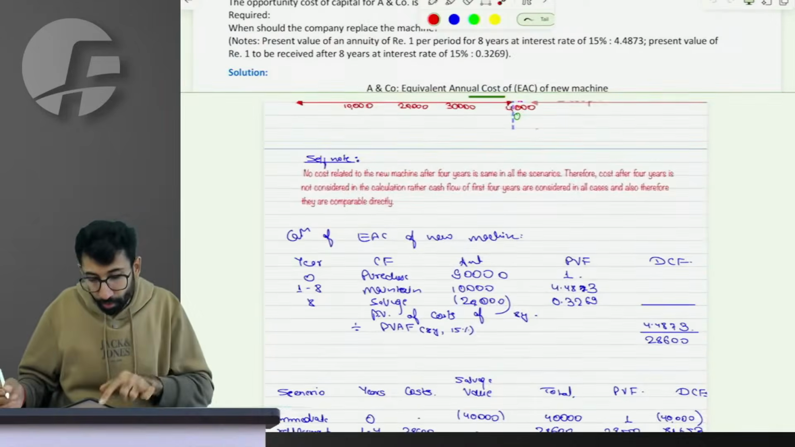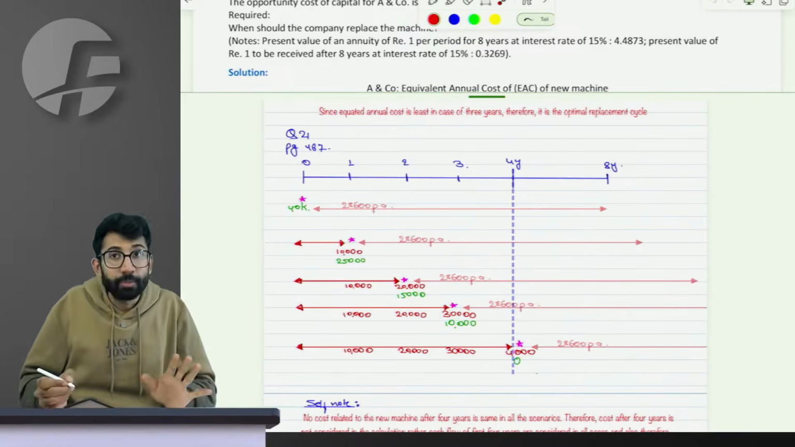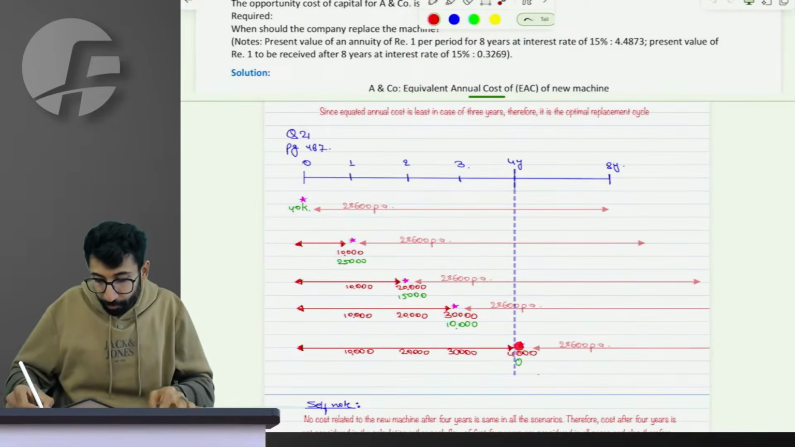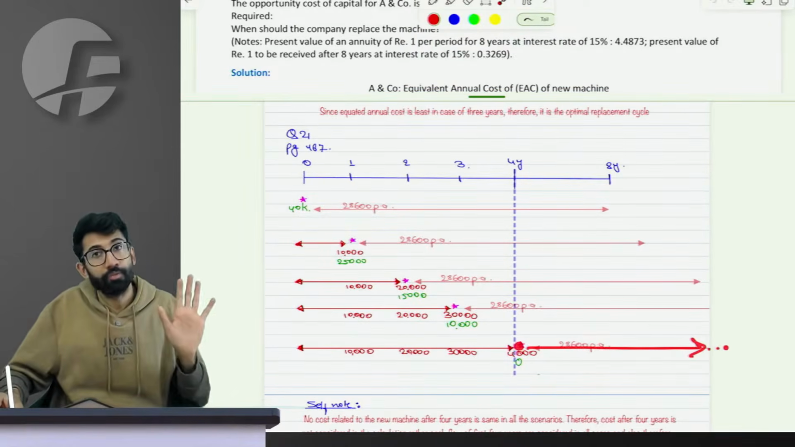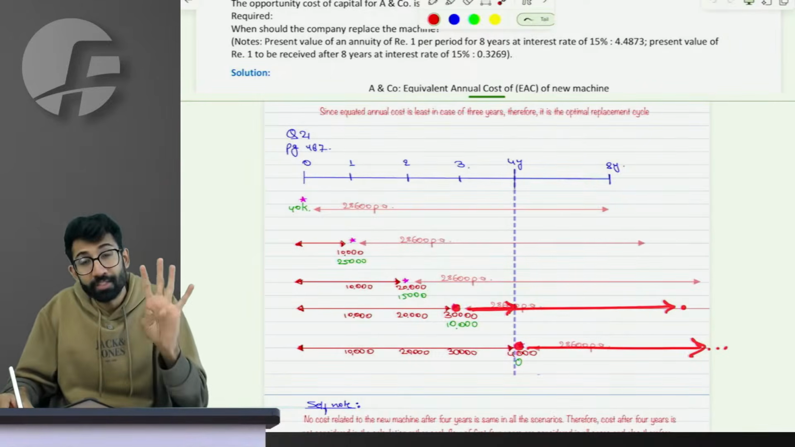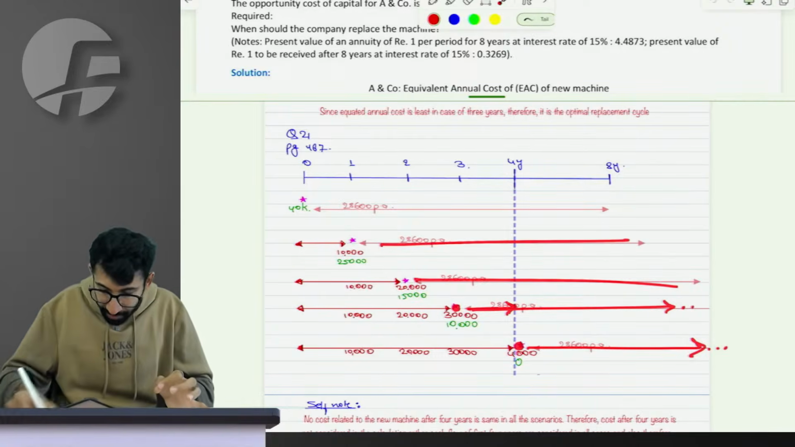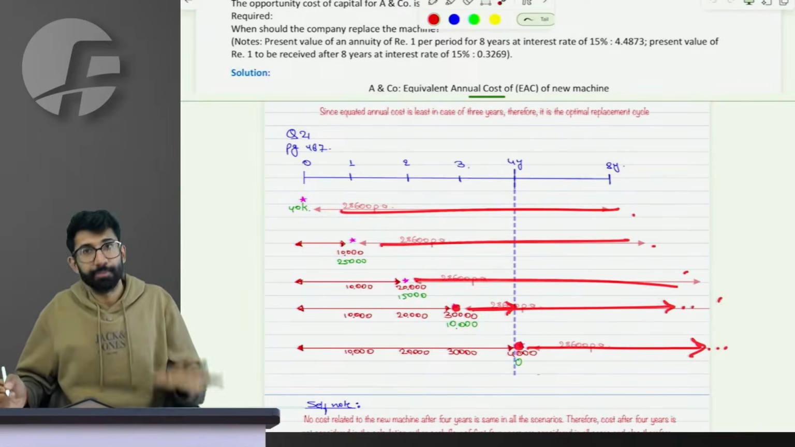This is what we have done. So what have we got to know? Whenever we replace the machine, if we replace it at the end of 4th year, per annum cost will be this. If we replace it at the end of 3rd year, then the per annum cost, till the machine is alive for the next 8 years, is this. Whenever you replace, the next 8 years cost is this.